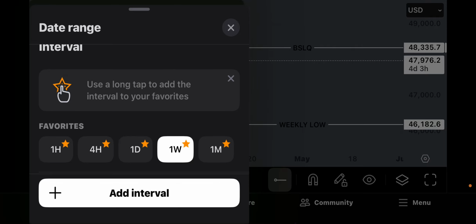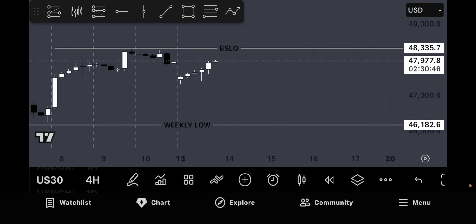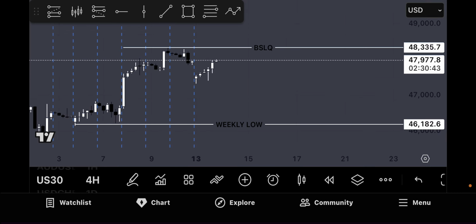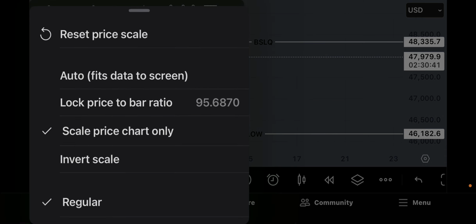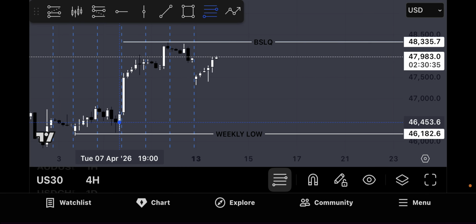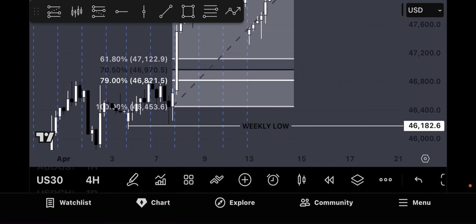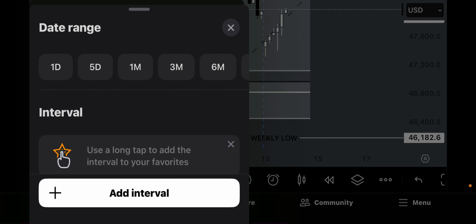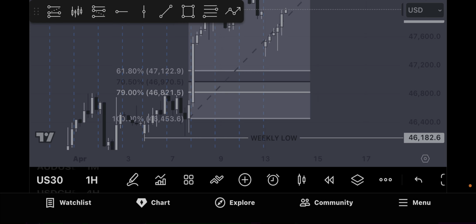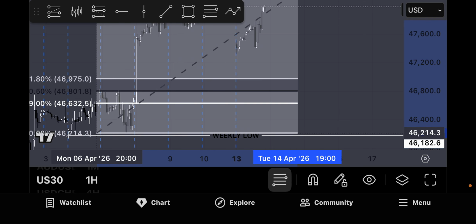So I'm going to go down to our 4 hour. When we scalp, we start from weekly, then 4 hour, then 1 hour is our entry. So when we take our fib from down here all the way up here, let's see if we can find something on the 1 hour.